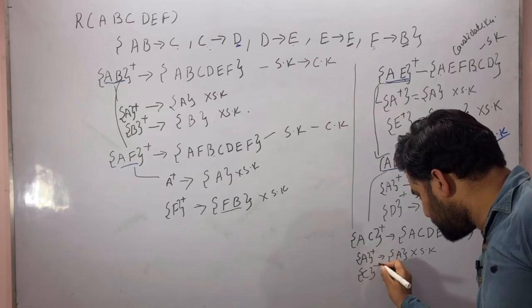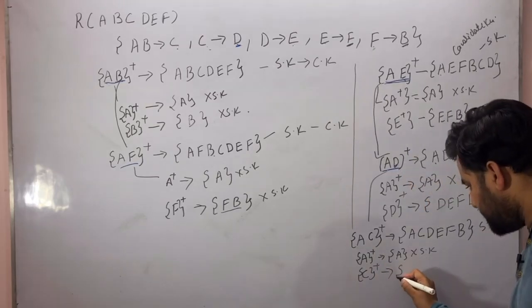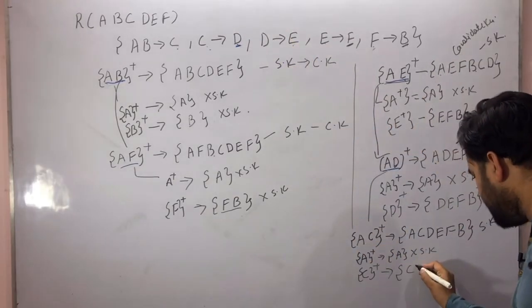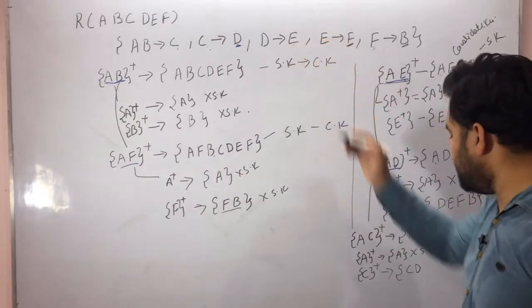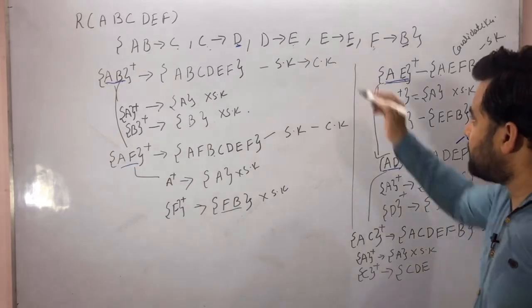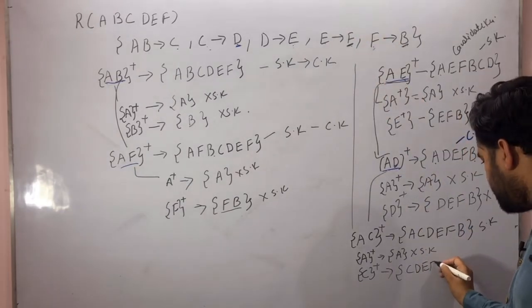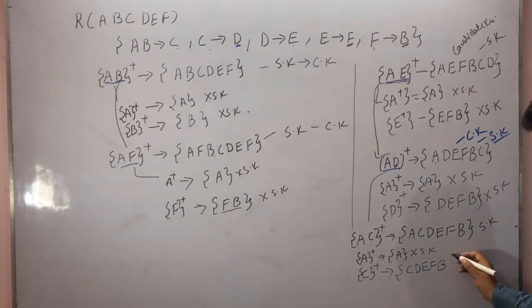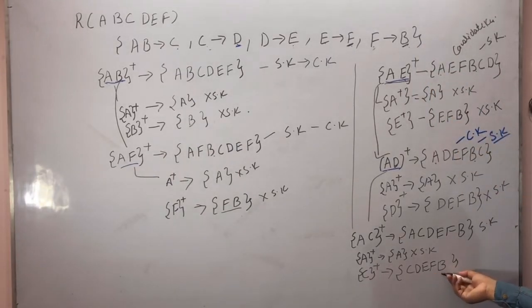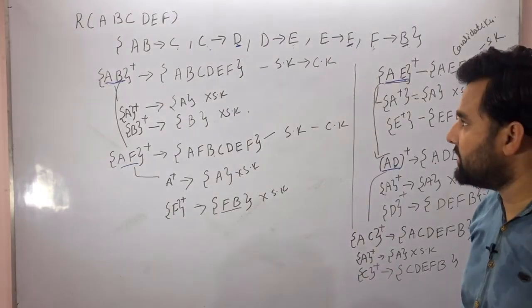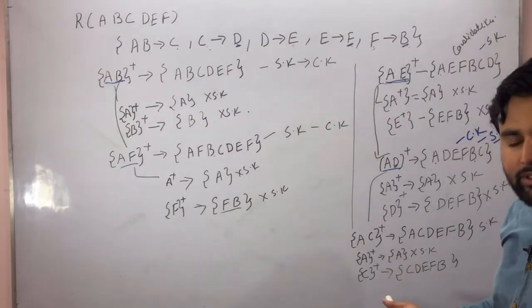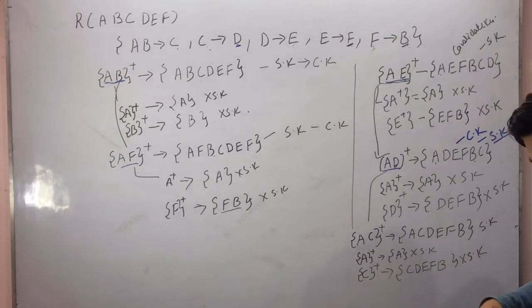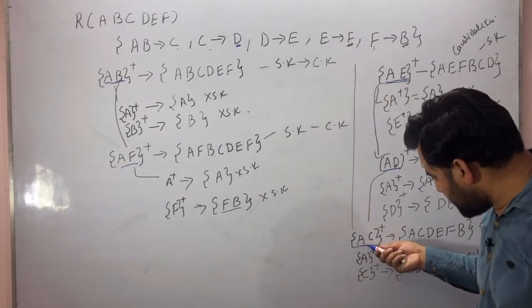So what is the closure of C? The closure of C is C. Okay, and from C I'm going to D, from D I'm going to E, from E I'm going to F, from F I'm going to B. Okay, so here student, except A, I've found all the attributes. So here we have not found A, so that means this is not a super key. So what is the meaning? This is also a candidate key.